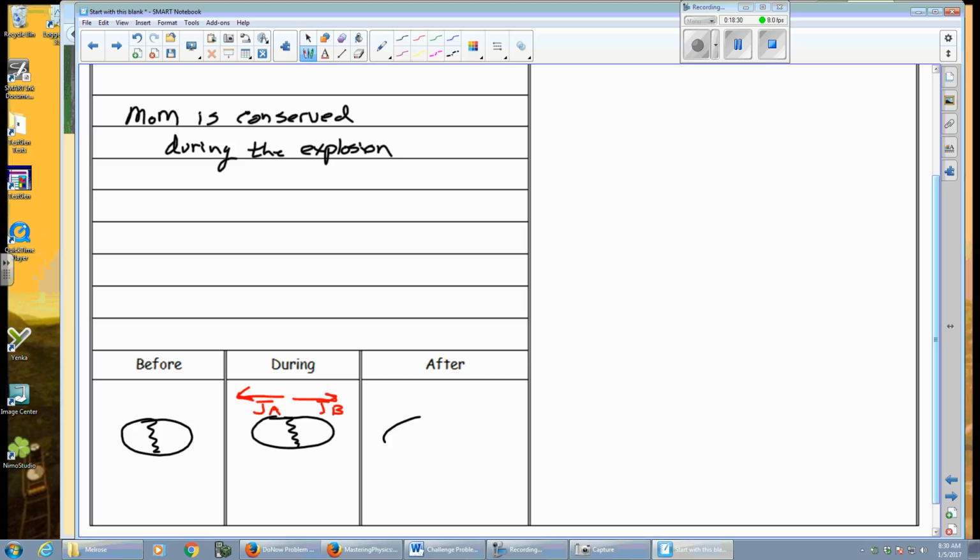And then my after diagram. These would be momentum vectors. Momentum of A, momentum of B. And that would be my extensive diagram, artistic talent notwithstanding.